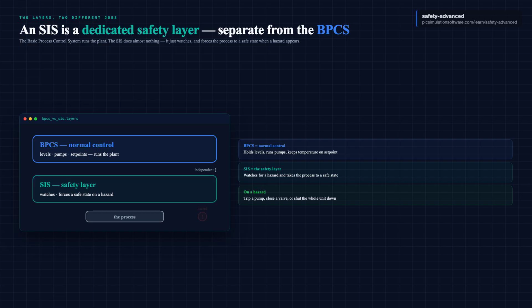The SIS does something very different. It does nothing at all, most of the time. It just watches. It has one job. When a specific hazard appears, pressure too high, level too low, temperature runaway, the SIS takes the process to a safe state. It might trip a pump, close a valve, or shut the whole unit down. The BPCS keeps the plant running. The SIS keeps the plant from hurting anyone. Two layers, two completely different purposes.